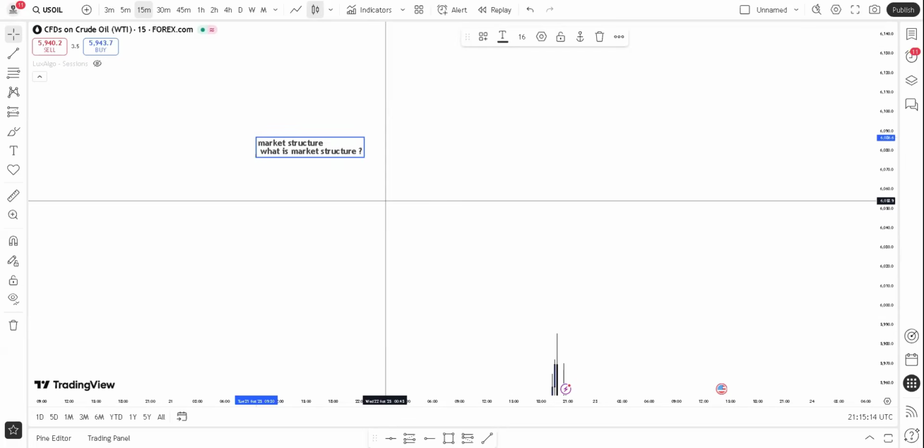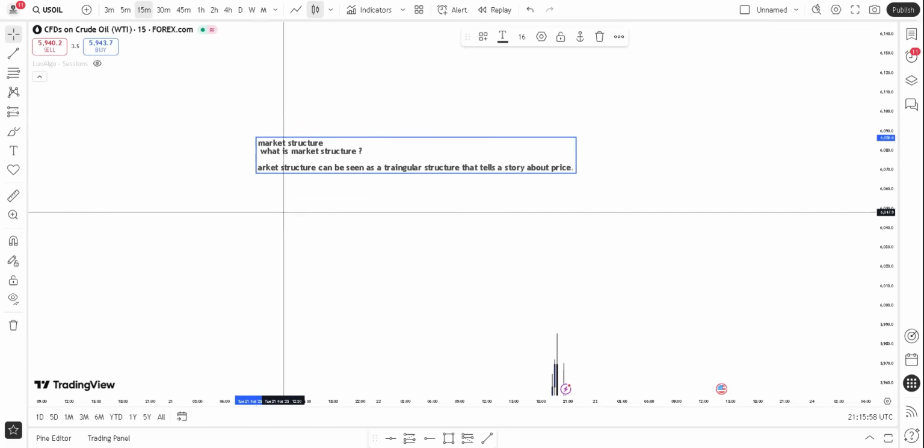Now, market structure can be seen as a triangular structure that tells a story about price. I'll come again. Market structure can be seen as what? A triangular structure that tells you what? A story about price. Nobody will explain this thing to you like this, so you guys should listen very, very well.